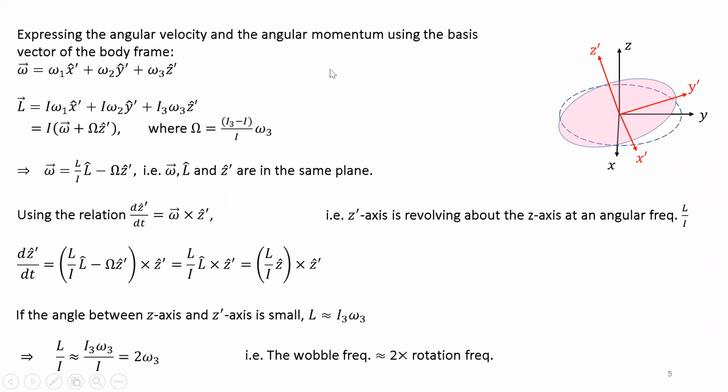Of course, to solve this problem I first have to write down the expression for the angular momentum and the expression for the angular velocity. Now we are using the so-called body frame, using the unit vectors of this frame. So I'm able to express the omega vector as follows: omega 1 x hat prime plus omega 2 y hat prime plus omega 3 z hat prime.